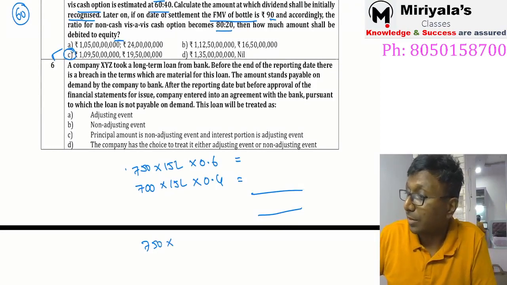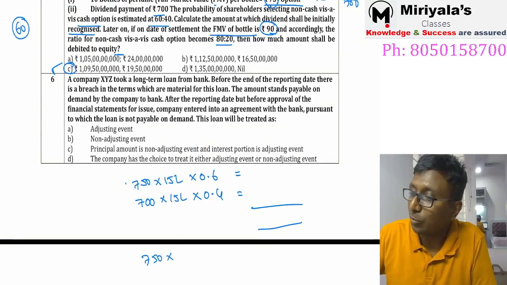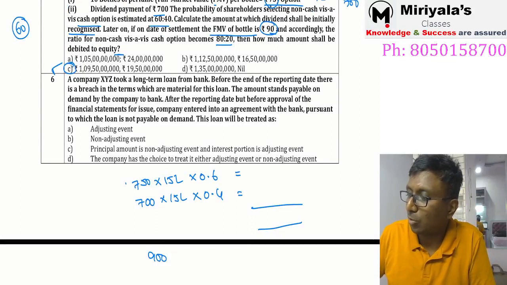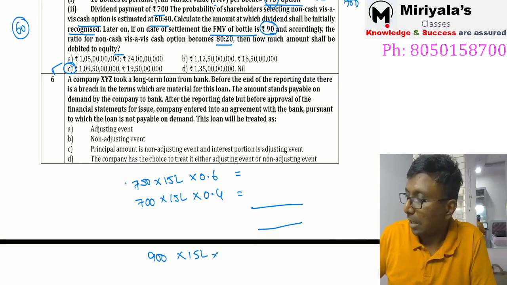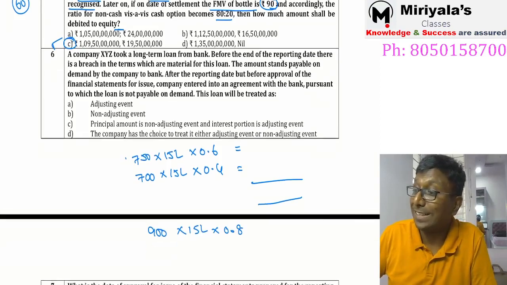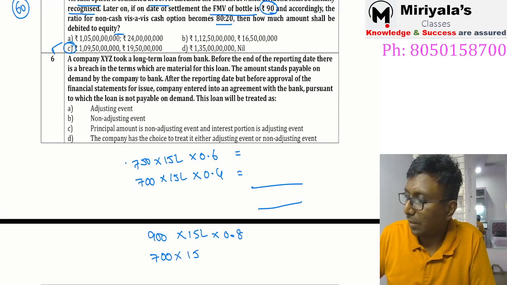No, not 750. Because now the bottle fair market value has gone to 90 rupees, isn't it? So 90 into 10 bottles is equal to 900 rupees. 15 lakh bottles you are supposed to give. And now the probability has become 0.8. That is the settlement. Agree? Right. So next, cash is cash only. 700 and 15 lakh into now the probability has become 0.2.